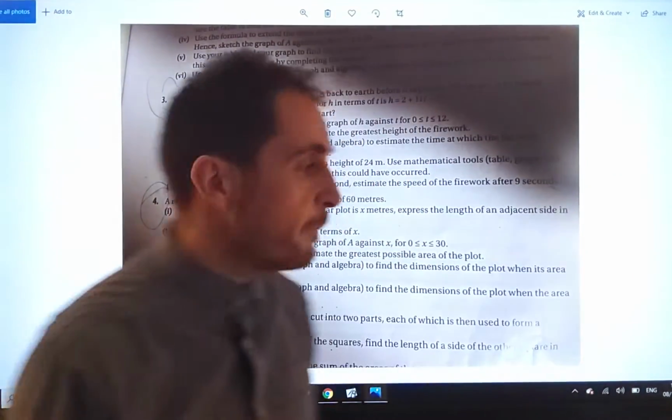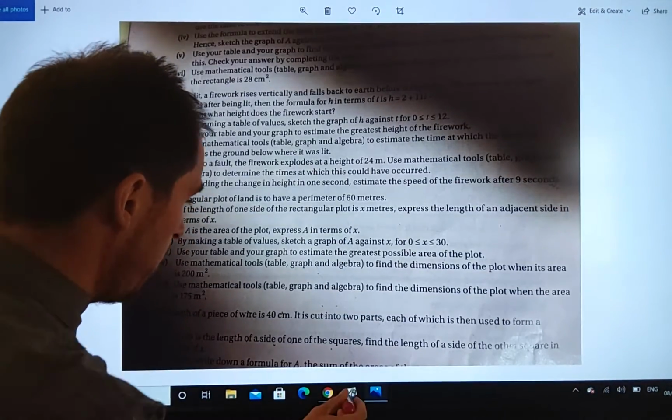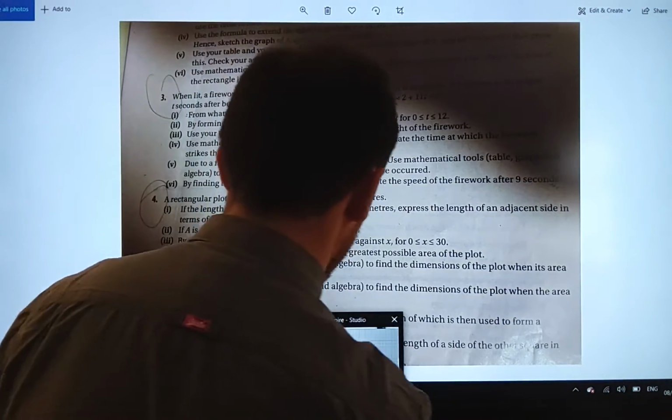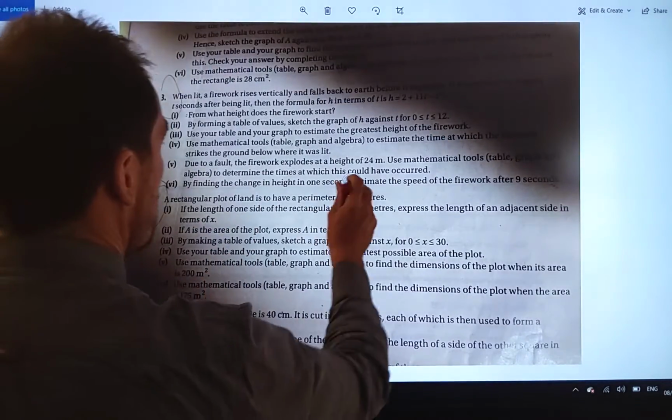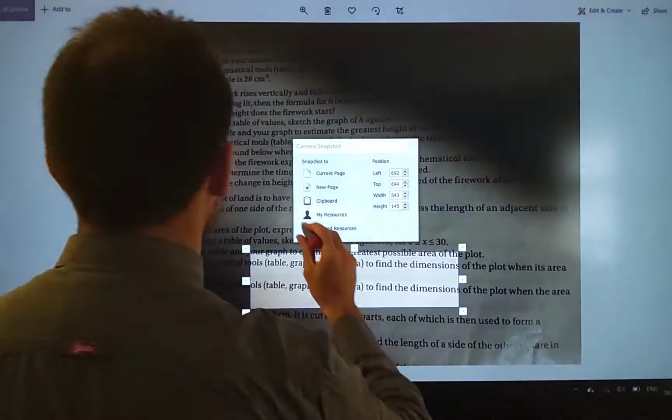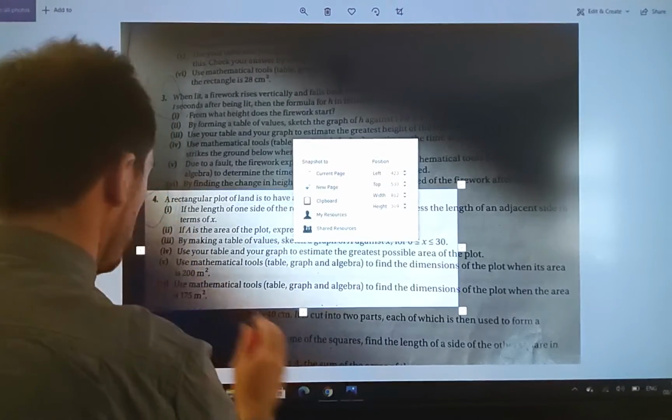Hi there, folks. I'm just going to do a question out here. I got a request for a question, so I'm just going to do it. It's to do with calculus, and it's for the Leaving Cert ordinary level. So we'll just take a picture of this here and we'll bring it up, and I'll talk you through it and how we go about doing it.